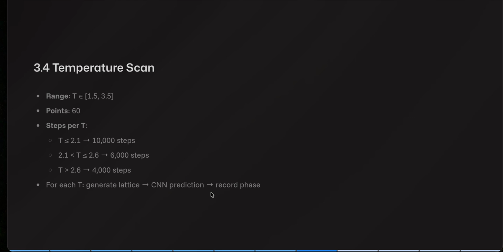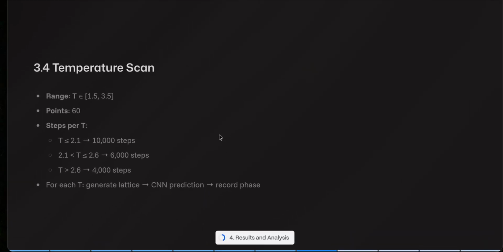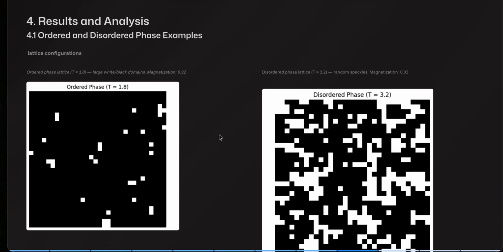For each temperature T, we run Monte Carlo to generate an equilibrium lattice. Feed it to the CNN to get a probability. If it is greater than 0.5, then it is disordered, 1, and if it is less than or equal to 0.5, it is ordered, 0. Then we record the phase, making a phase map versus T.